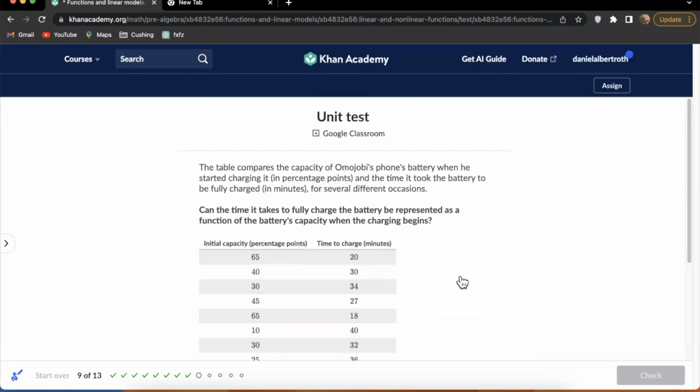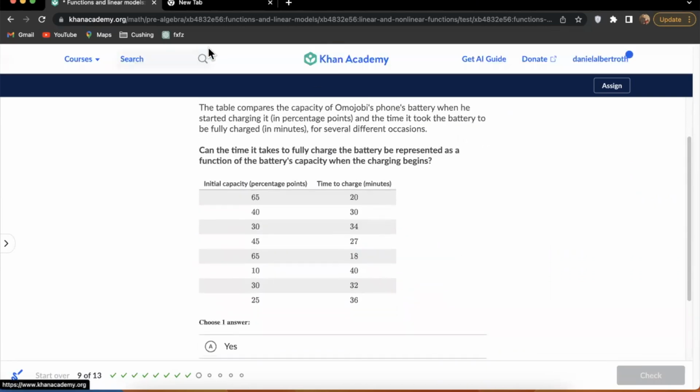All right, so this is a yes or no question. It says the table compares the capacity of Omo Jobi's phone's battery when he started charging it, in percentage points, and the time it took the battery to be fully charged, in minutes, on several different occasions. So what was the initial capacity and how much time did it take to charge? My guess is that if it starts at a lower capacity, like 40, it's going to take more time. It's going to take 30 minutes. If it starts at a higher percent, like 65, it's going to take less time, like 18 minutes.